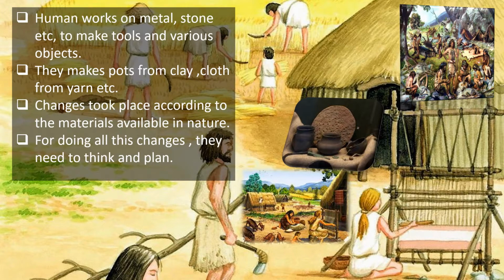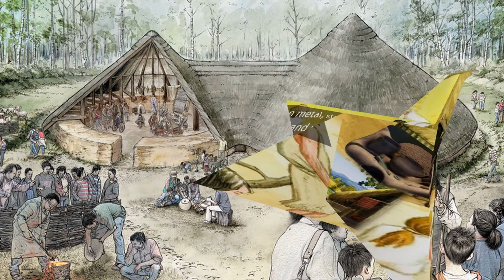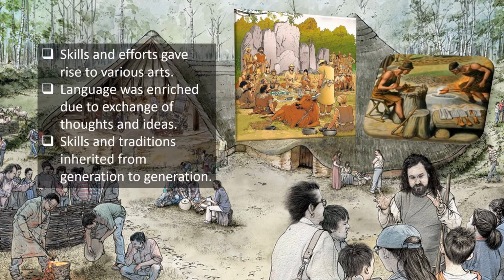As we know, Homo sapiens were intelligent and thinking men. Before shaping any tools or objects, they needed to think and plan to give the accurate shape. The tradition of thoughts, skills, and efforts gave rise to various arts. Every generation handed over the knowledge of artistic skills and tradition to the upcoming generation. By exchanging their thoughts and ideas, languages were enriched. The knowledge of arts, skills, and tradition was inherited from generation to generation, meaning whatever the first generation learned, they handed over to the next generation.